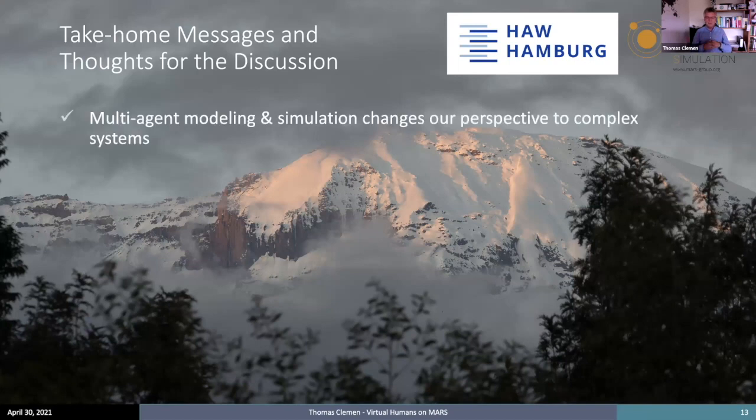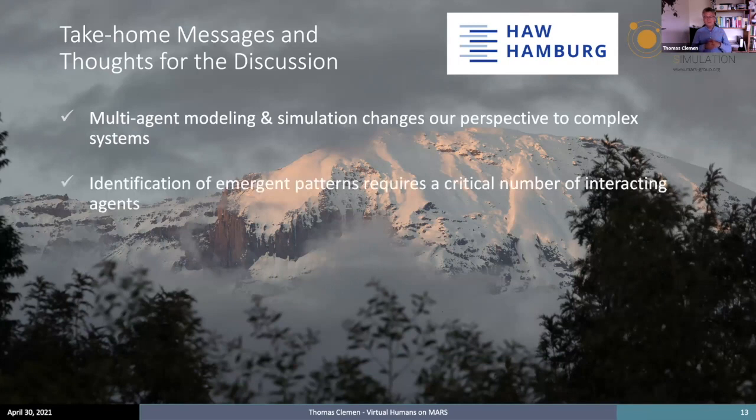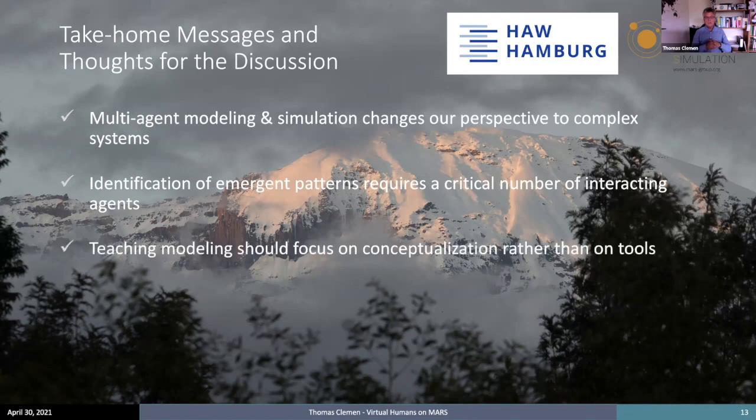You're probably here because you know what multi-agent modeling and simulation is for, and the value of it. I would state that the identification of emergent patterns requires a critical number of interacting agents. I would also suggest that teaching modeling should focus on conceptualization rather than on tools.